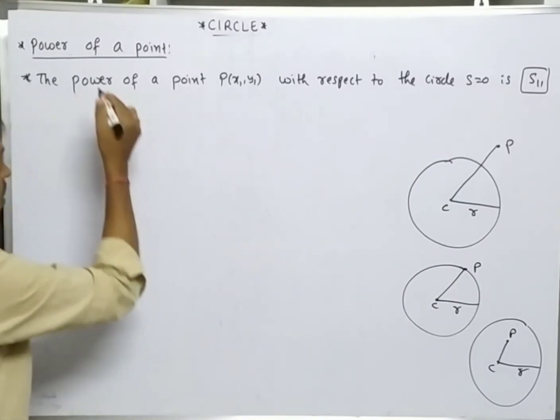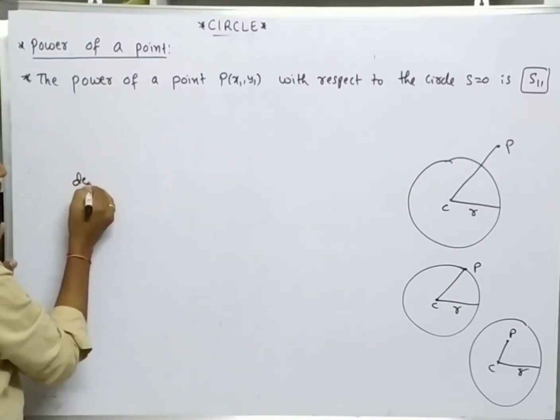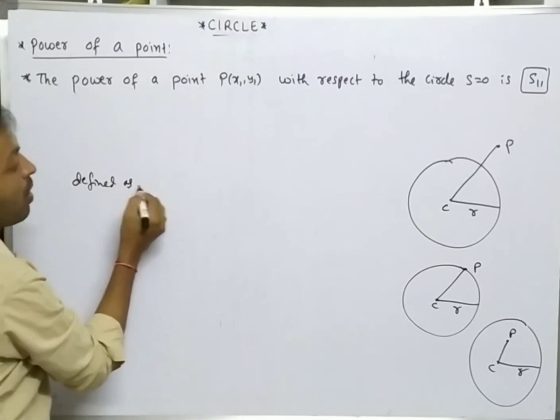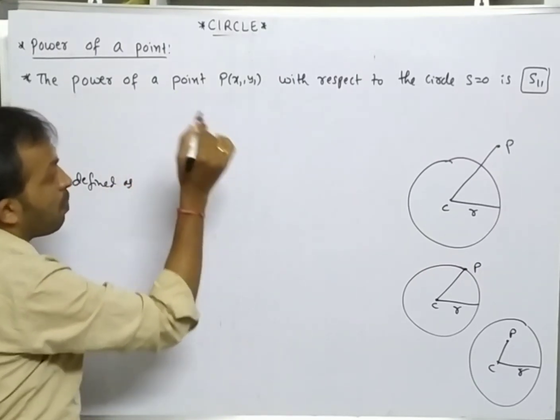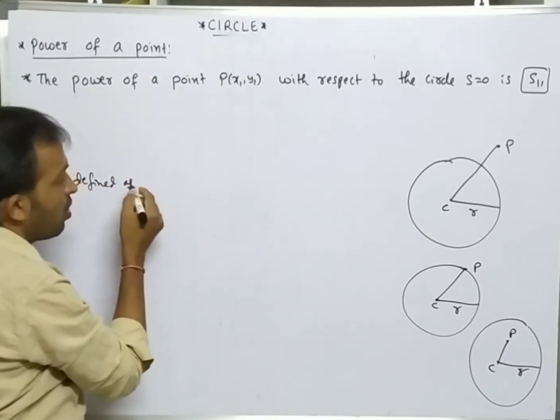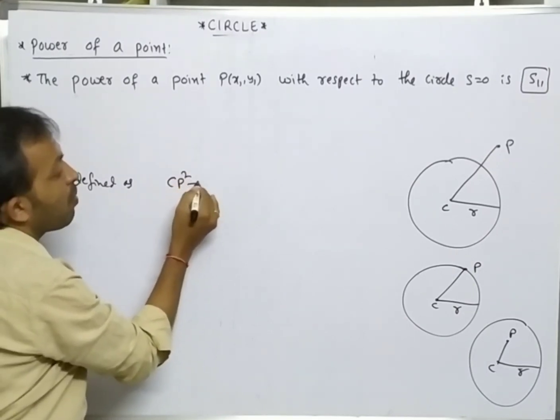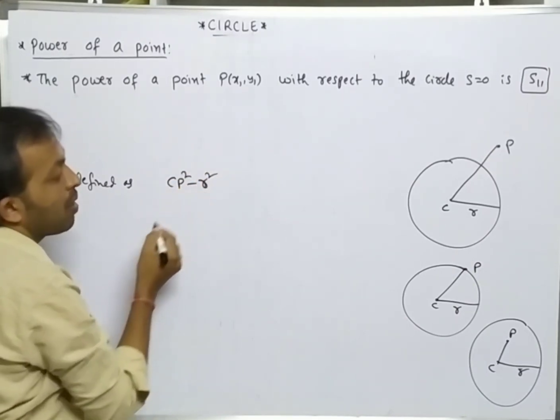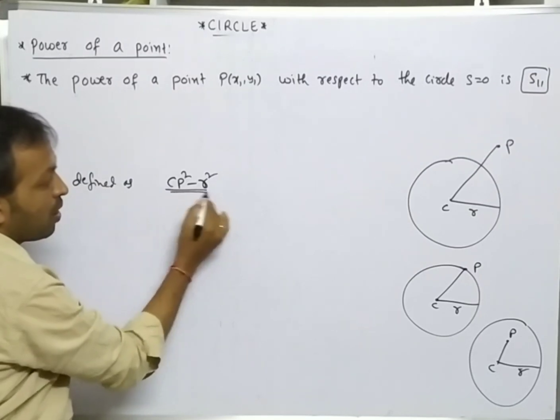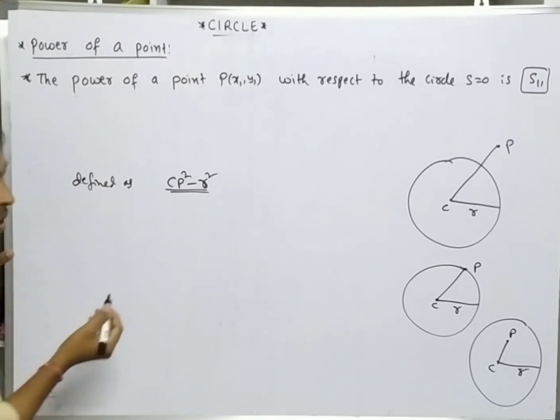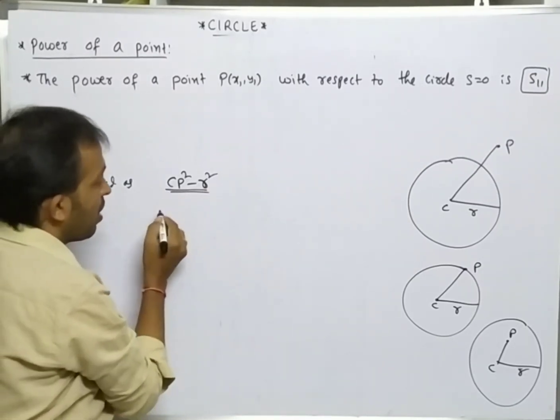So the power of a point P with respect to the circle S equals 0 is defined as CP square minus R square. So this is the definition of the power of a point. It is defined as CP square minus R square.